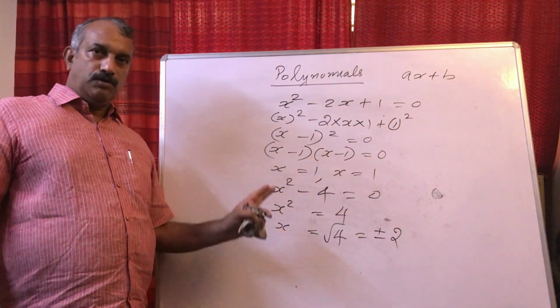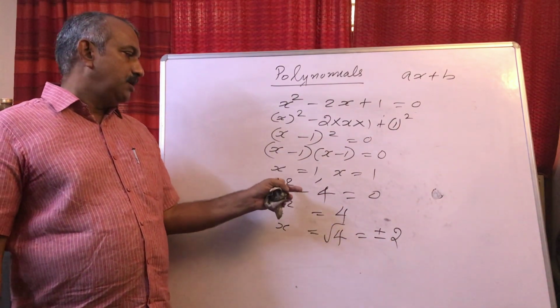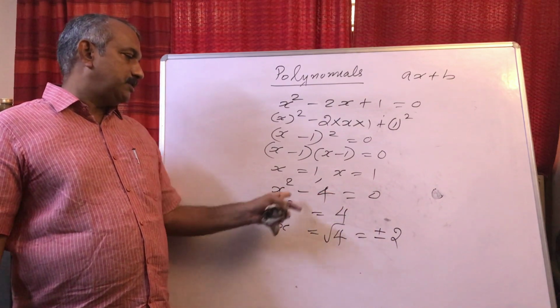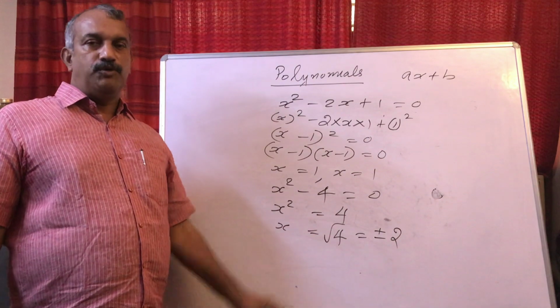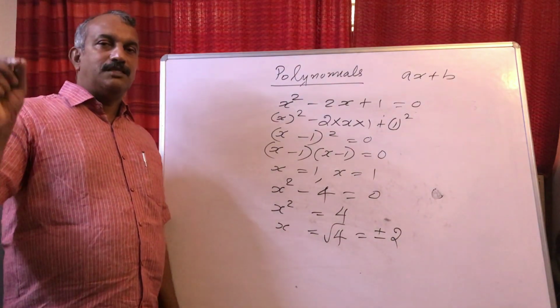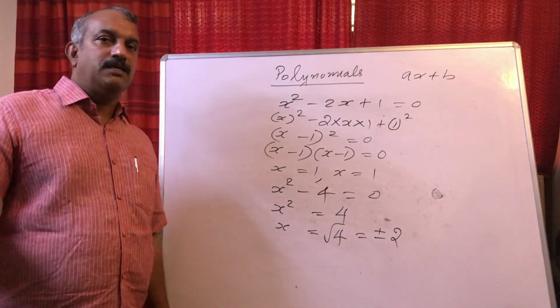Suppose it is x square minus 3, x square is equal to 3, x is equal to root 3. There itself you will put plus or minus. So the two answers are plus root 3 and minus root 3.